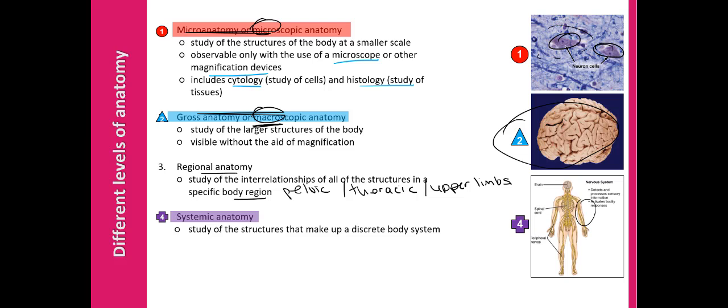the next level up is systemic anatomy. So you can see over here in number 4, systemic anatomy that's depicted over here is the nervous system. So you've got all the different parts of the nervous system and how they actually work together in order to make up a discrete body system.